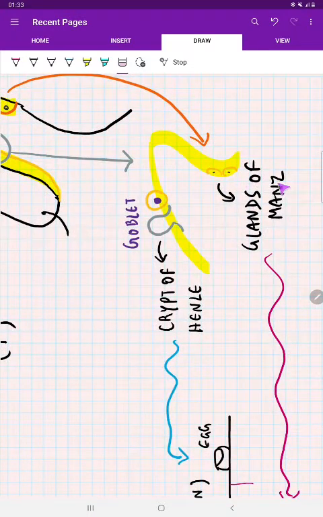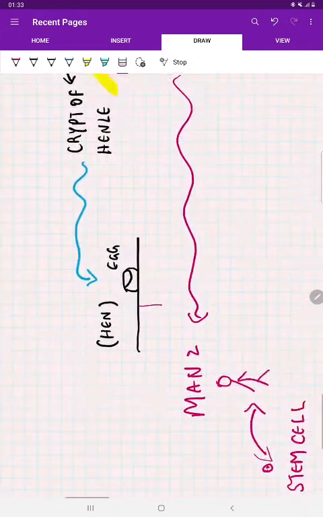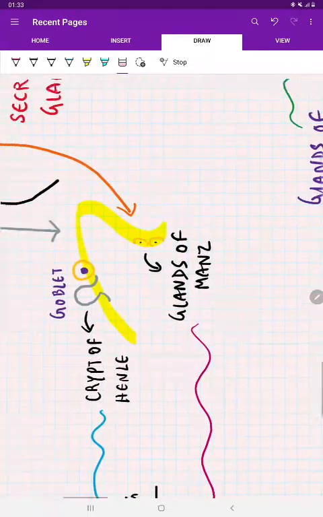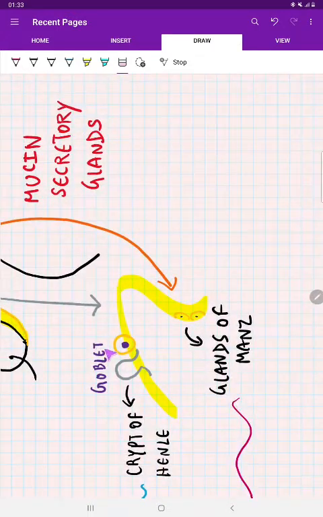That's it. Now coming to glands of Manz. Remember, a man is able to do anything if he is determined, and like that, a stem cell can be made into any part of the organ, right? So likewise, a stem. Now the question is, where is the stem cell present? Stem cell is present in the limbus, correct? Limbal conjunctiva. It means the gland of Manz is also present in the limbal conjunctiva. This is all about mucin secretory glands. It is goblet, Henle, and glands of Manz.